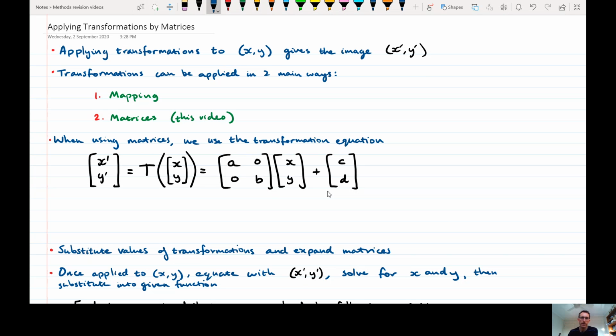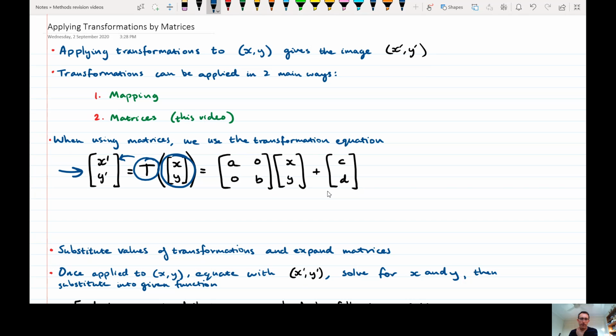So you do have to remember you've got the original, which is x, y, and that becomes x dash, y dash. When you're using the matrix method, we use the transformation equation, and that's this thing I've got written here. Essentially, we need to be able to read this to understand what's going on. So x dash, y dash is saying the image is equal to the transformed values of x and y. So we're going to transform x and y to get the image, and that is described by this set of matrix equations here.